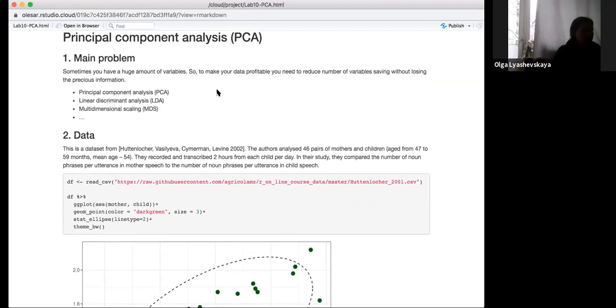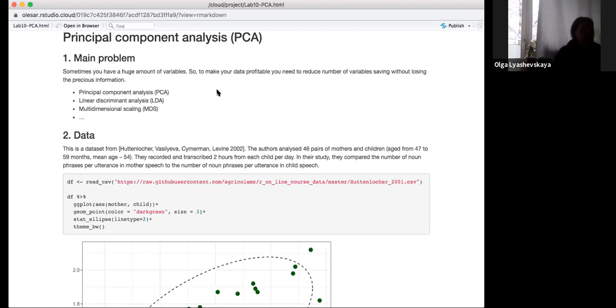Okay, first let us look at the data from Hutch and Locker and co-authors. In their study, they analyzed the child's speech, but actually they compared how people, both mothers and children, use language, how they talk to each other. In this data set, authors took 40 pairs of mothers and children, and they recorded and transcribed 2 hours per each child per day.